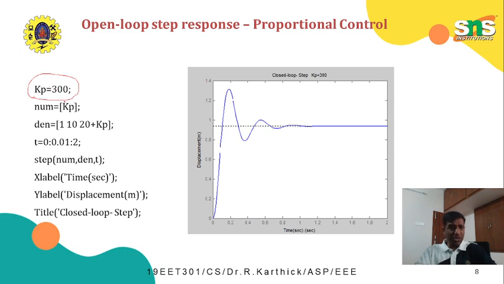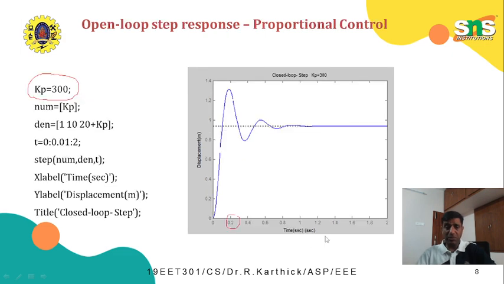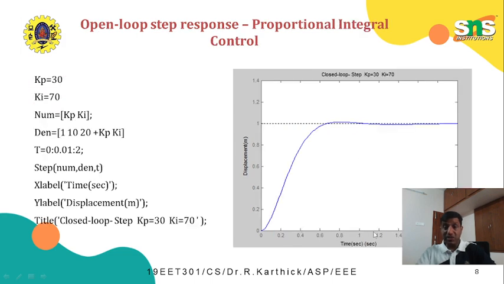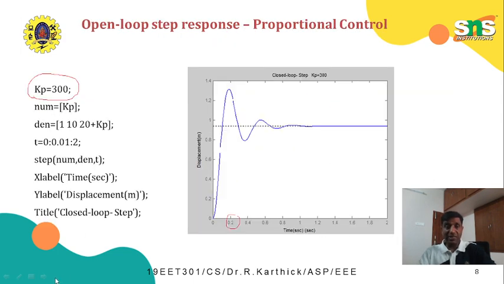Now the transfer function is developed, and the response for a step input is taken. This indicates the response. Now you can see the rise time is reduced to less than 0.2 seconds, whereas in the previous case it was more than 1 second. And the settling time is less than 1 second, whereas before it was almost 2 seconds.